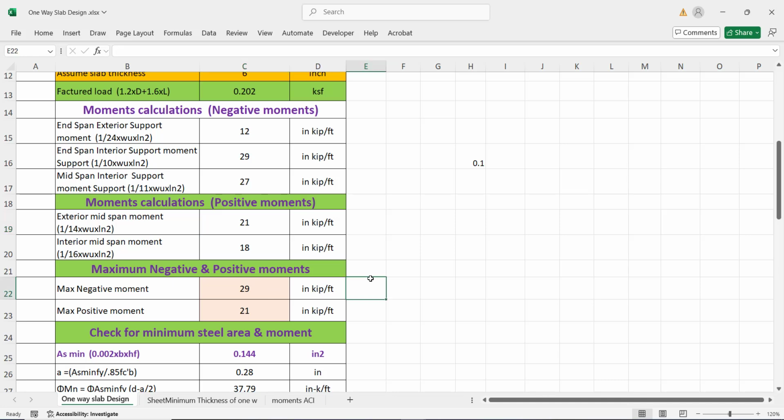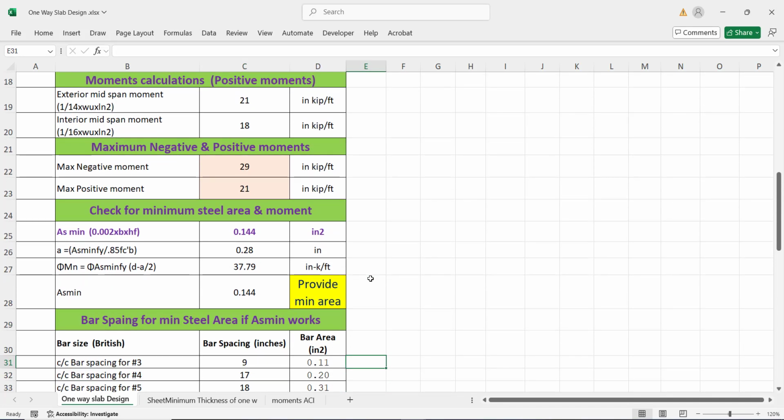Now make it more simple. To make it more simple, I have taken the maximum negative moment and the maximum positive moment. Okay, actually there's no major difference in the reinforcement and the other. That's why let's take one maximum positive and one maximum negative. So suppose I have taken this maximum negative moment 29 and maximum positive moment 21. Okay, we will design this slab for these moments. Okay, 29 inch kips per feet and this 21 inch kips per feet.